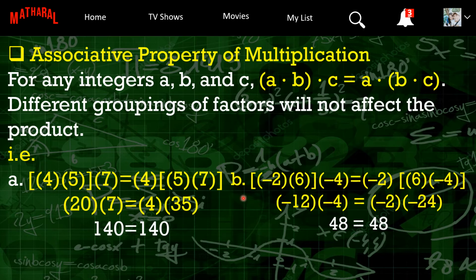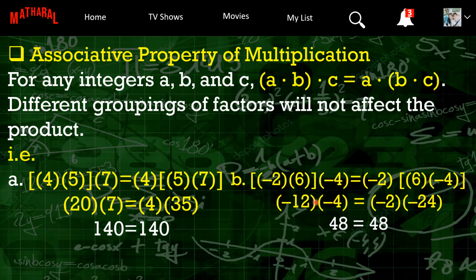The next one is the group of negative 2 times 6 times negative 4 is equal to negative 2 times the group of 6 times negative 4. Okay, take it one at a time. Negative 2 times 6 is negative 12 times negative 4. So, as you can see here, pareho naman po sila ng sign. So, is equal to negative 2 times negative 24.